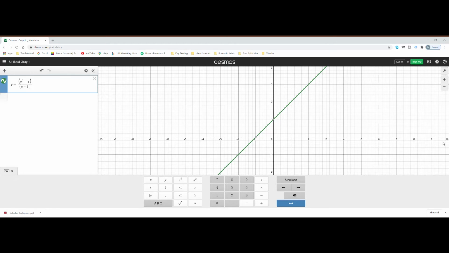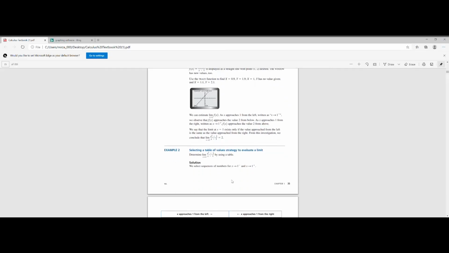So what we need to do is use this graph to determine the limit as x approaches 1 from both the left side and the right side. As we go from the left side to 1, we see that the value is approaching 2. If we go from the right side to 1, the value is also approaching 2. So since the limit on the left side equals the limit on the right side, we say that a limit exists. Let's look at the next example.